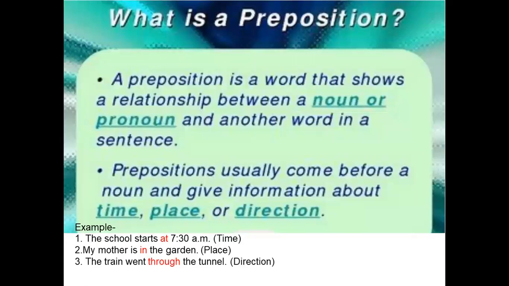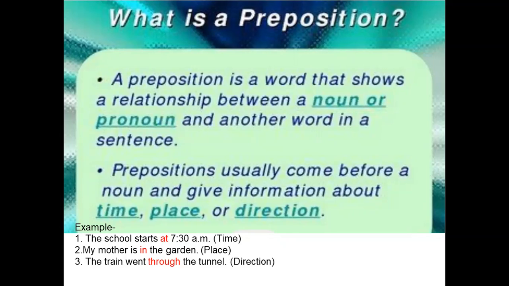Now, what is a preposition? With the word preposition, we can understand that it is made up of two words. If we divide the word, it is made up of two words: pre plus position. Pre means before and position means place. So, a preposition is a word that shows a relationship between a noun or a pronoun and another word in a sentence. Prepositions usually come before a noun or a pronoun and they give information about time, place, or direction.